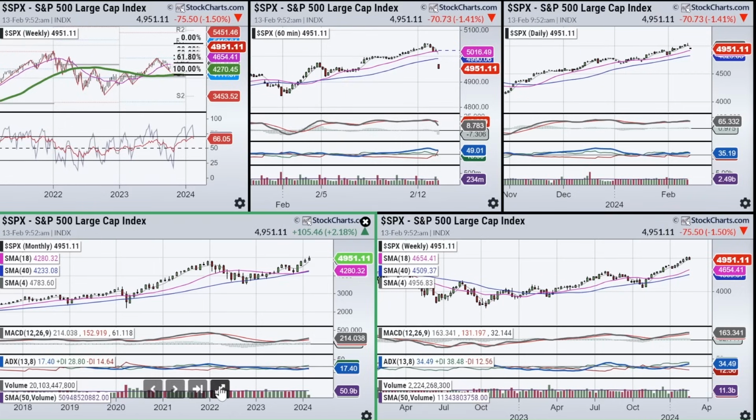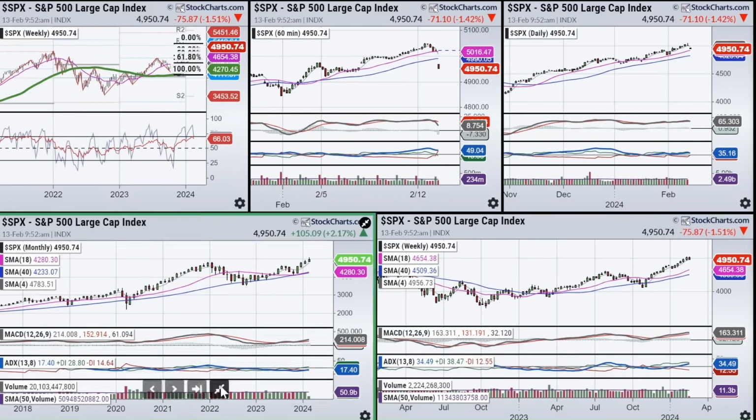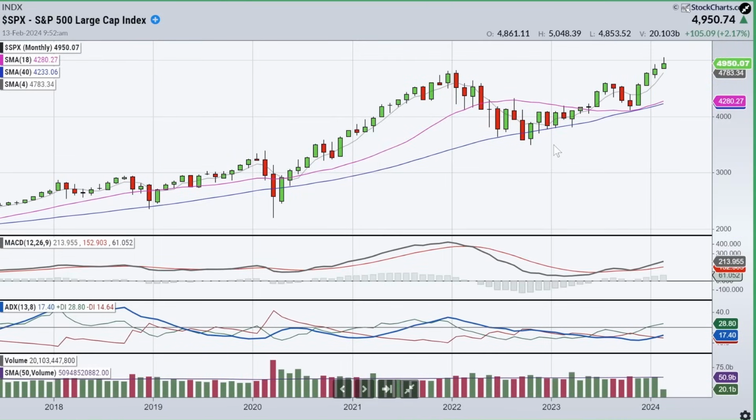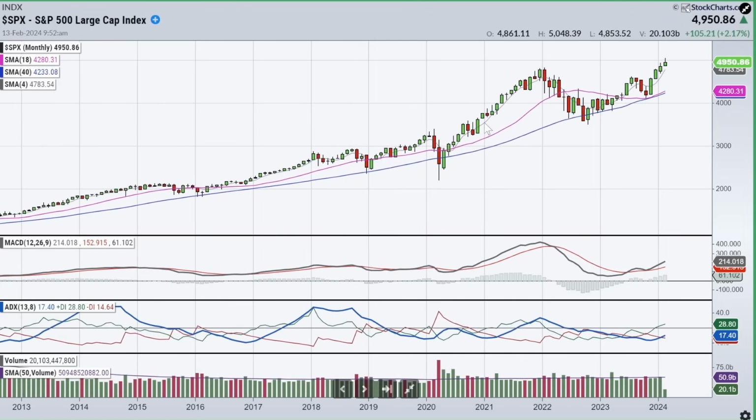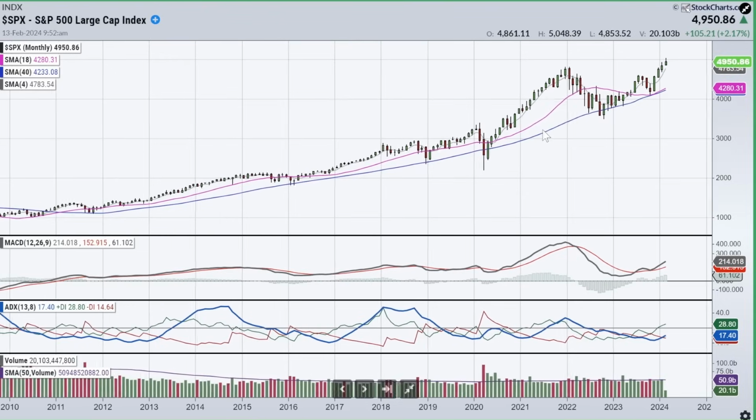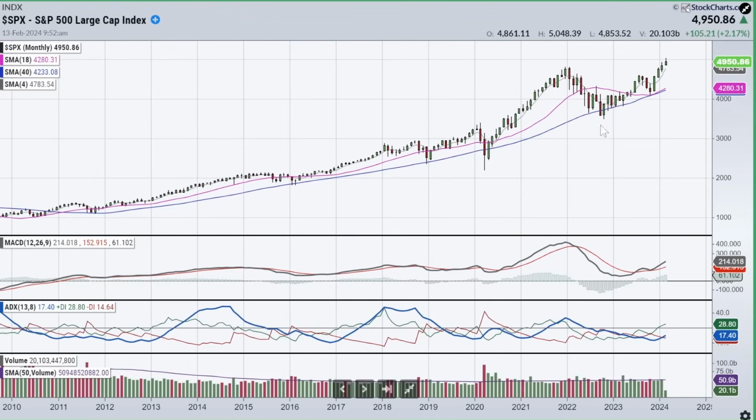But let's start. I like to start with a wide angle lens and then work my way down to the more timely, shorter term time frames. So let's see if we can get any evidence of information from the bigger picture. First of all, I think it's important to realize what's taken place. I've got an 18 and a 40 month moving average. I've got an 18 and a 40 on every one of my charts.